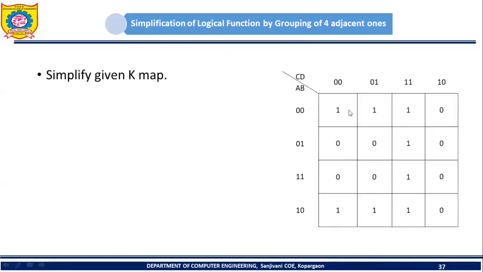So we have been given one K-map. Directly the K-map is given to us. So assume that before this we have some logical function, and that logical function is now represented on the K-map. Once we represent the given logical function on the K-map, the next step is that we have to make the groups.